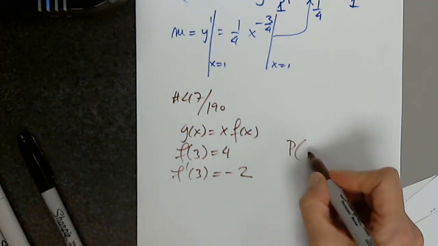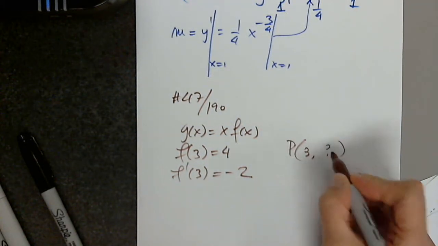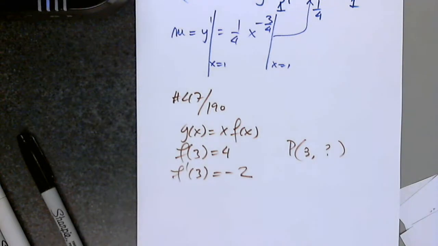So point with x equals 3 and some y. So find the equation of the tangent line to the graph of g at the point where x is 3. Okay, so what do I do?